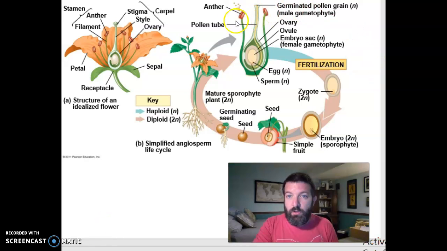Here you can see a pollen grain leaves the anther, lands on the stigma of probably a different flower, forms a pollen tube. And there are cells within the pollen grain.